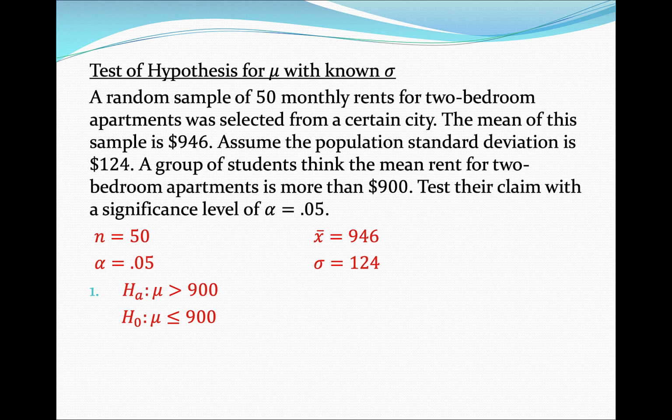H naught is the contradicting statement. So basically, what contradicts greater than? Well, less than or equal to. So H naught is written the same way. H naught colon mu. We contradict it, so we say less than or equal to 900. So that is what you're trying to prove.